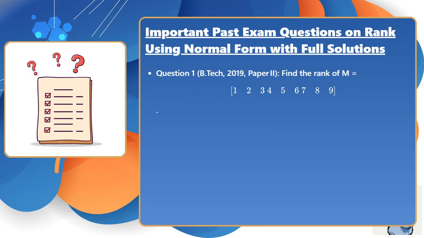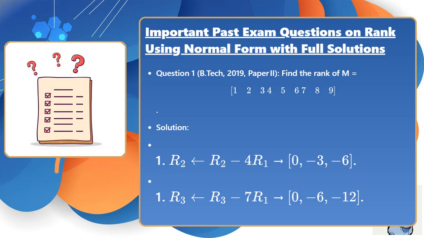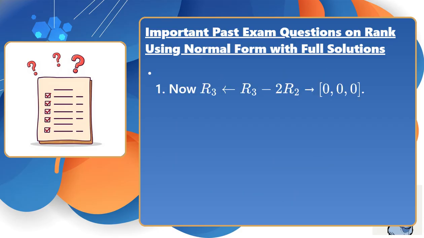Question 1, B.Tech 2019 Paper 2. Find the rank of M equals the matrix with rows 1, 2, 3; 4, 5, 6; 7, 8, 9. Solution. Step 1: row 2 is replaced by row 2 minus 4 times row 1, giving the row 0, minus 3, minus 6. Step 2: row 3 is replaced by row 3 minus 7 times row 1, giving the row 0, minus 6, minus 12. Step 3: now row 3 is replaced by row 3 minus 2 times row 2, giving the row 0, 0, 0. The echelon form is the matrix with rows 1, 2, 3; 0, minus 3, minus 6; 0, 0, 0. There are two non-zero rows, therefore the rank of M is 2.